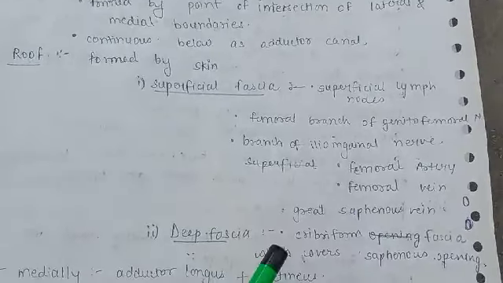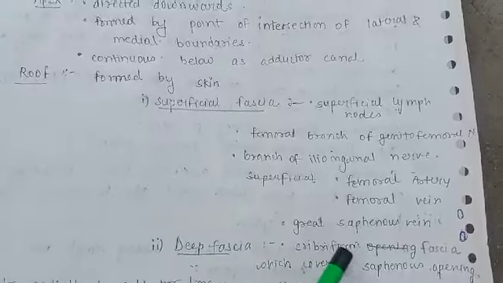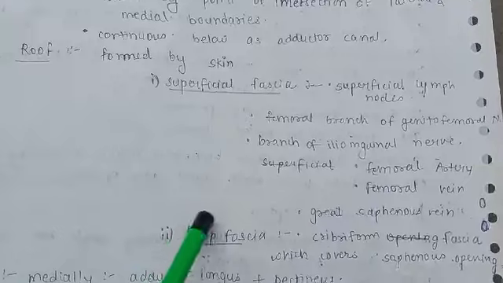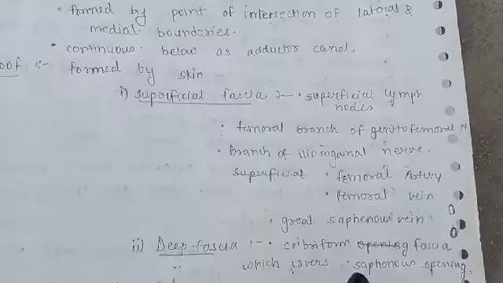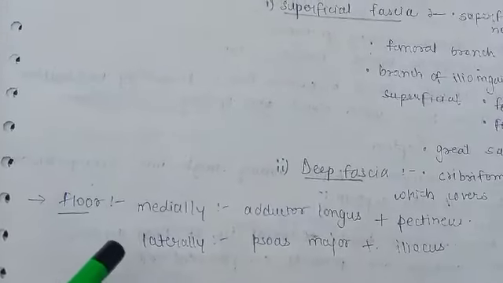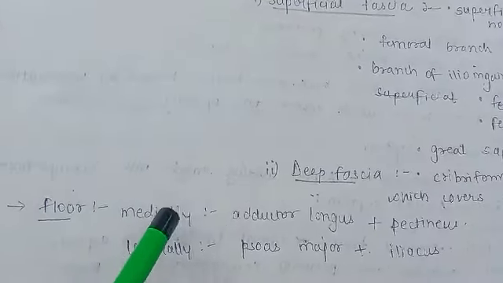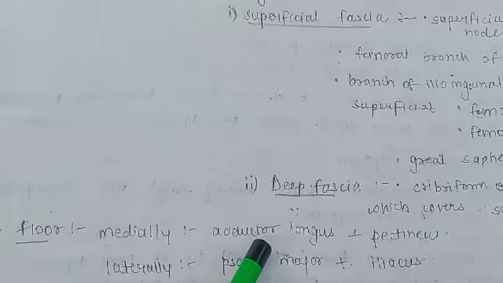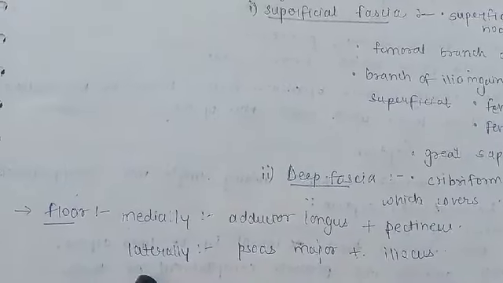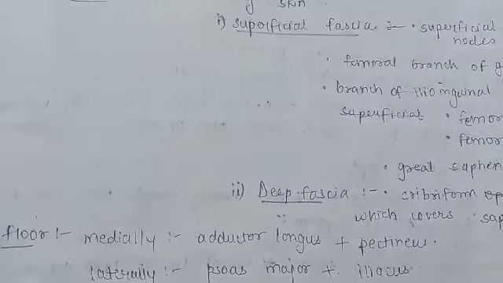There is deep fascia, which consists of the cribriform fascia, and the cribriform fascia is the covering of the saphenous opening. Second is the floor. The floor of the triangle is formed medially by two muscles, that is adductor longus and the pectineus, whereas laterally it is formed by psoas major and iliacus.